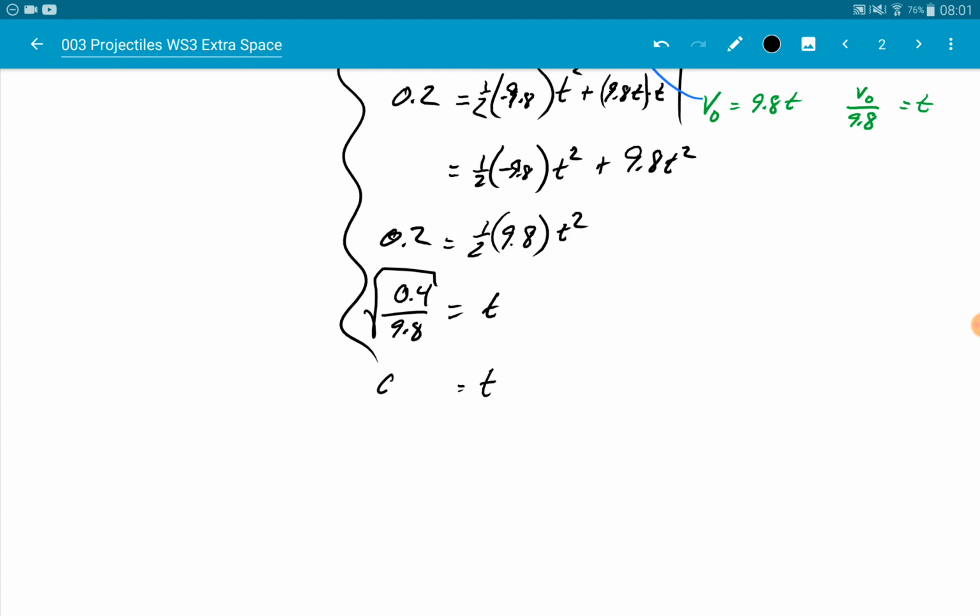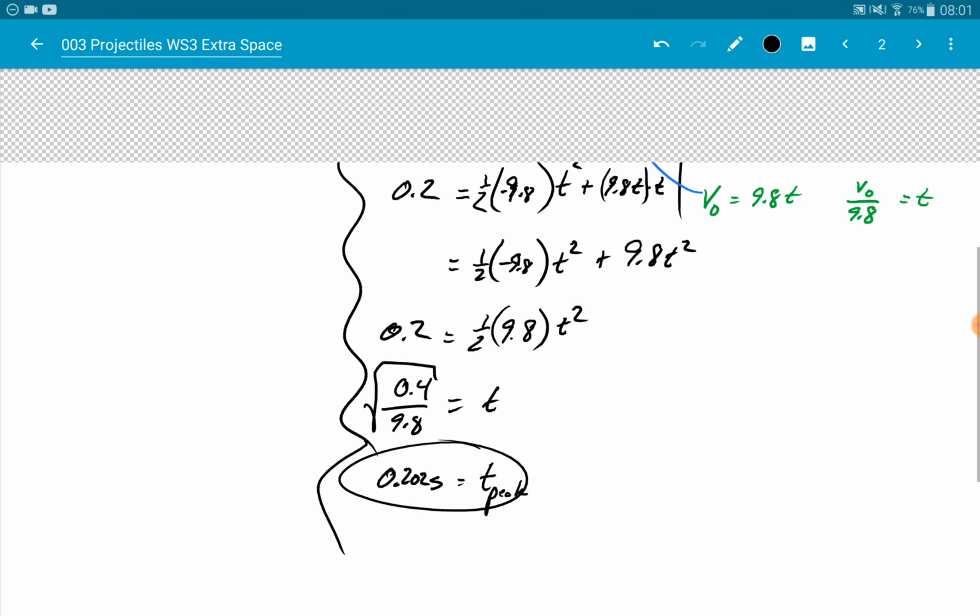And now I get the time is 0.20, and I'll go ahead and put a 2 on there so it separates it from my delta y, otherwise I might get confused. And that's my total time, and let me put the peak there so I remember that that's the time to the peak, not the time back down to the ground.